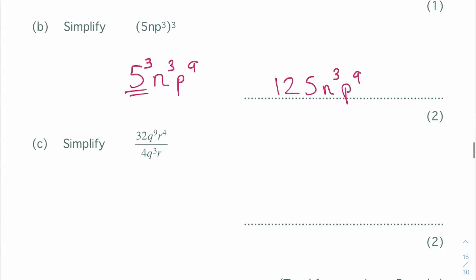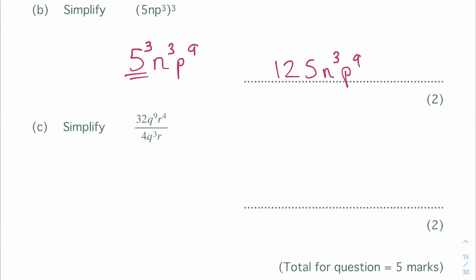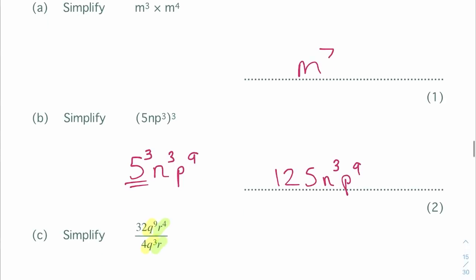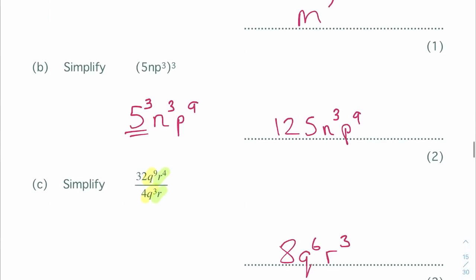And for our final one here on laws of indices, we are going to treat the numbers like normal numbers. So 32 divided by 4 gives us 8, and then we're going to subtract the powers. So we have q to the power of 9 and q to the power of 3. Subtracting those would give us q to the power of 6. And then we've got r to the power of 4 and r to the power of 1. So 4 take away 1 would give us r to the power of 3. And there we go. So we had all our laws of indices there, multiplication, division, and when they're in brackets.